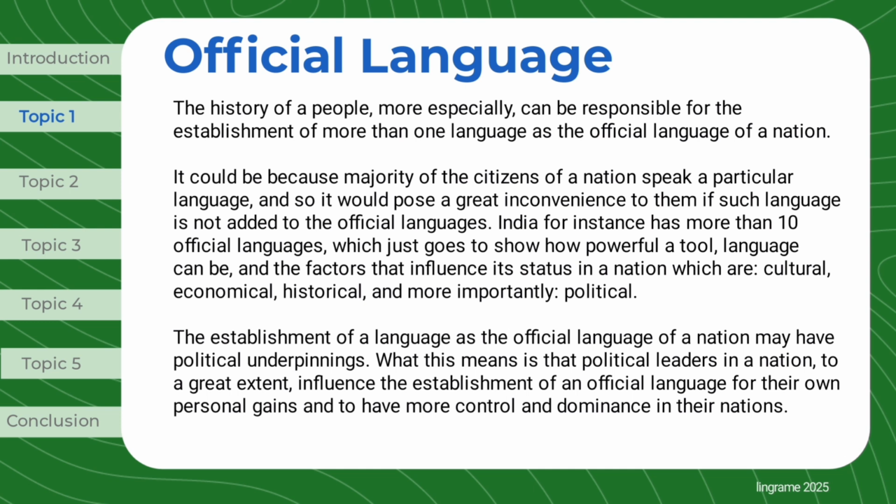India, for instance, has more than 10 official languages, which just goes to show how powerful a tool language can be, and the factors that influence its status in a nation, which are cultural, economical, historical, and more importantly, political. The establishment of a language as the official language of a nation may have political underpinnings. What this means is that political leaders in a nation, to a great extent, influence the establishment of an official language for their own personal gains and to have more control and dominance in their nations.